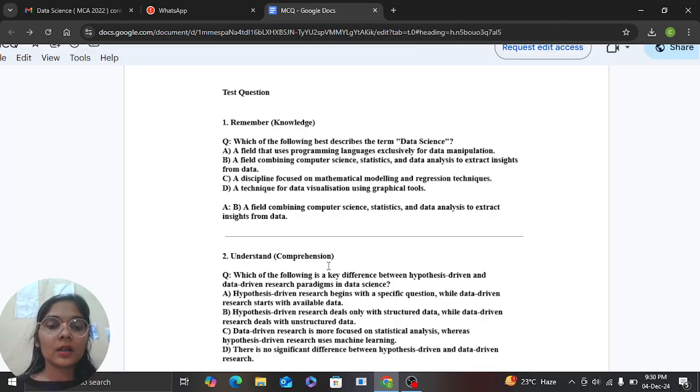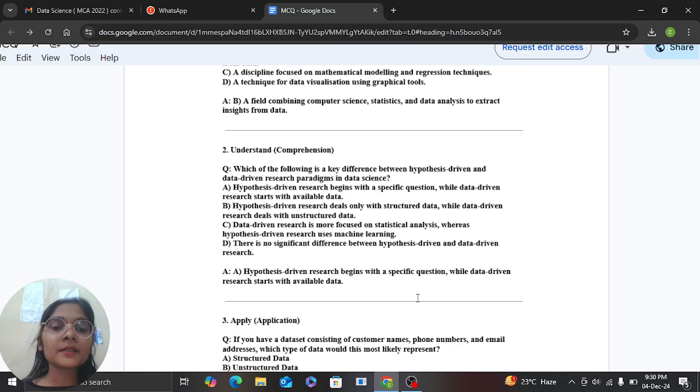Now, the second one is, which of the following is a key difference between hypothesis driven and data driven research paradigm in data science? And the answer is the hypothesis driven research begins with a specific question, while data driven starts with the available data. It means that whenever we talk about the hypothesis driven, it always begins with a specific question. What is the problem and what is the question regarding that problem? And the data driven research always starts with the available data. Whatever the data we have available, we start with that data.